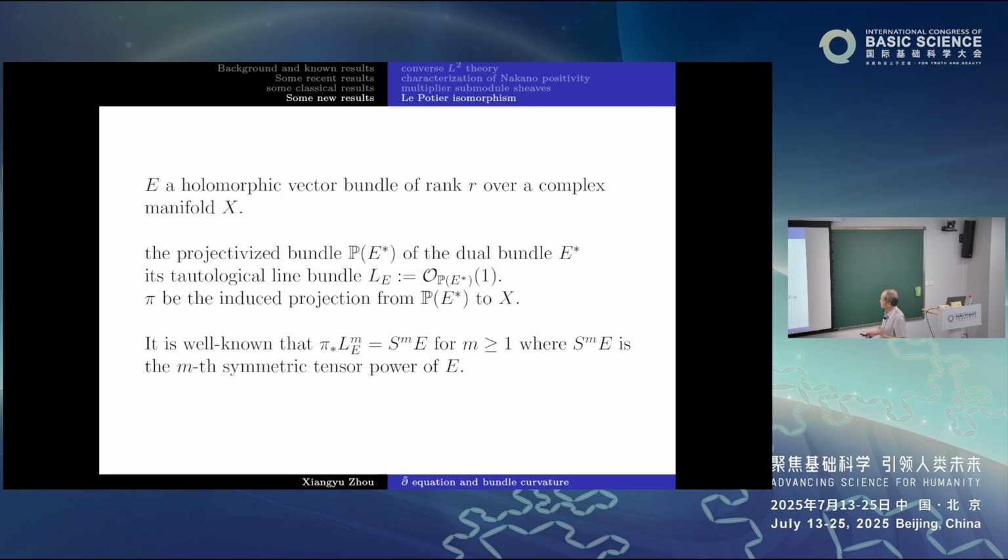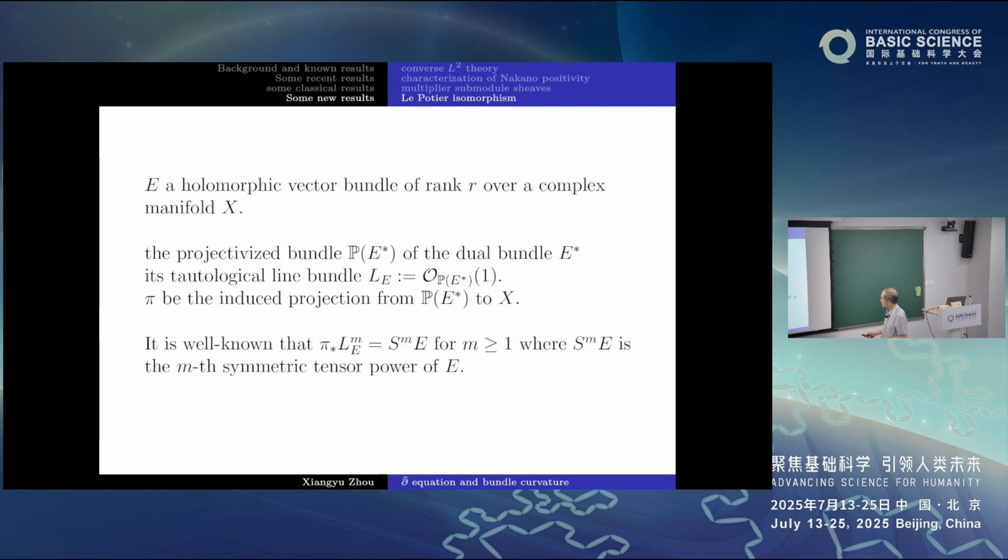So now let's recall some well-known results: the Le Potier isomorphism and the Kobayashi-Ochiai theorem. Here we consider a Hermitian holomorphic vector bundle, so we can consider the projectivized bundle and you get the tautological line bundle. So we have the induced projection from this bundle to the manifold.